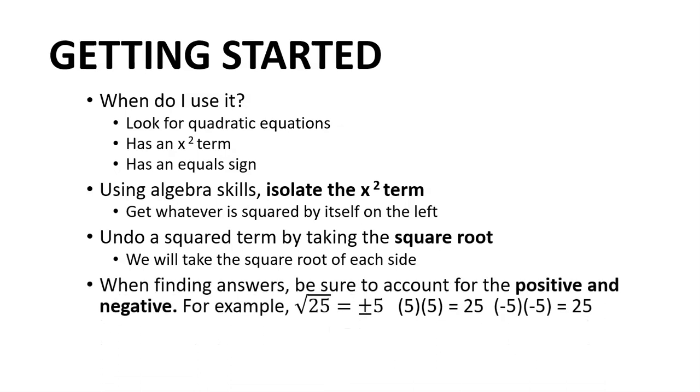We also have to remember that when we find our answers, we have to account for the positive and the negative of it. For example, square root of 25 is actually two answers. It's positive 5 and negative 5. Don't forget that a negative times a negative equals a positive, so both of those will give you 25. So square root of 25, positive and negative 5. Okay, let's see how this works.